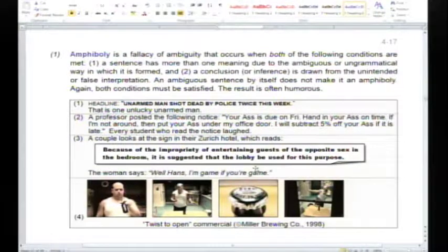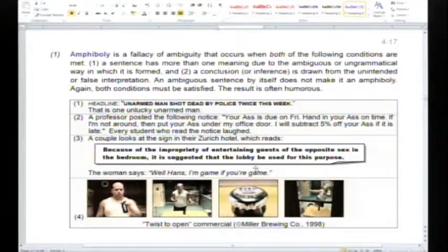And then there were some stills from a Miller Lite commercial from a number of years ago. The idea is that amphibole is almost always funny, right? But basically, you don't have just something that means more than one thing because of the ungrammatical way in which it's constructed. Someone has to make an inference on the basis of the obviously false or unintended interpretation.